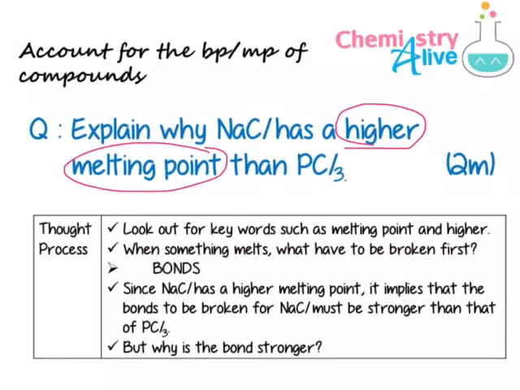So number 2, when something melts, what have to be broken first? Bonds, of course. So since sodium chloride has a higher melting point, it implies that the bonds to be broken for sodium chloride must be stronger compared to that of phosphorus chloride. So now the question is, but why is the bond stronger? So to answer that, we need to refer to my one-page summary map.